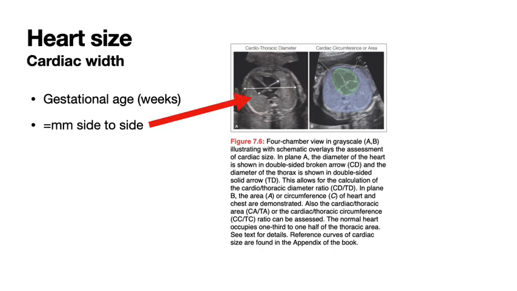This is just an interesting fact when it comes to heart size: if you do the heart width, the millimeters from side to side pretty much matches up with the gestational age. So if it's 22 millimeters from side to side, that's probably about 22 weeks.